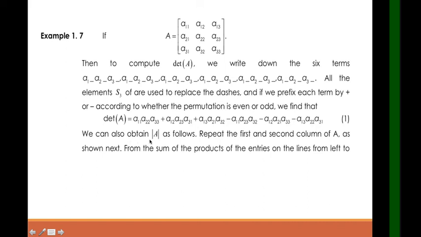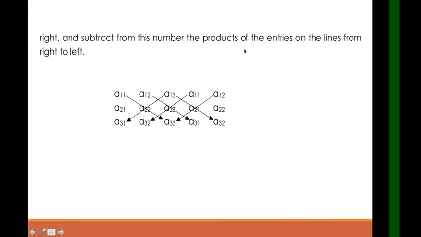We can also obtain the determinant of A as follows. Repeat the first and second column of A as shown next, then form the sum of the products of the entries on the lines from the left. Sabi dito, pwede daw natin makuha yung determinant ng A in a 3x3 matrix ng mas madali. If i-repeat daw natin yung first and second column at ilalagay natin dito sa kabila. So let's see. This one. Write and subtract the products of the entries in the line from the right to left.